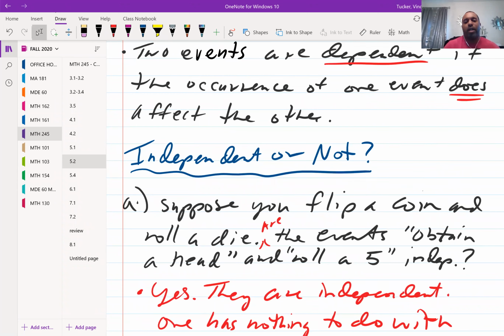Okay, so next exercise, we want to determine whether we have two independent events or not. So the first one, suppose you flip a coin and roll a die. Are the events obtain a head and roll a 5 independent?